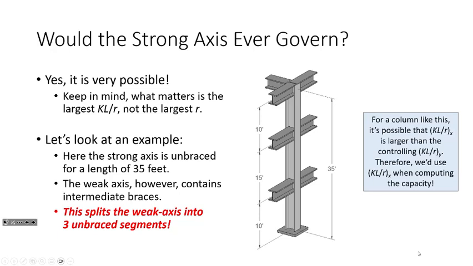So I have a column here, and I have an isometric view that I've drawn up to kind of explain what's going on. I have a column that is 35 feet long, okay? And what I've got is I've got braces that are framing into the column. Those braces are framing into the column, preventing the column from buckling about the weak axis at various points.